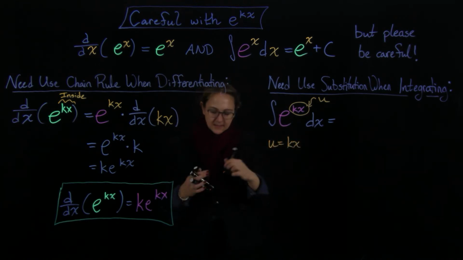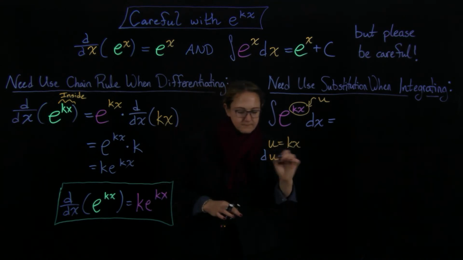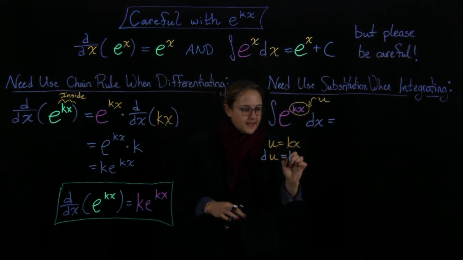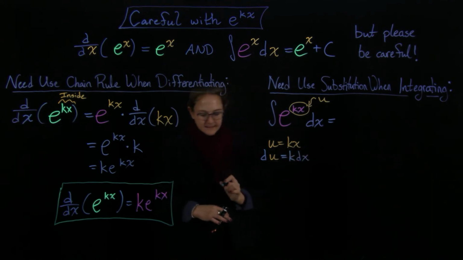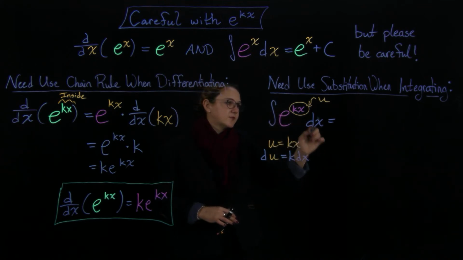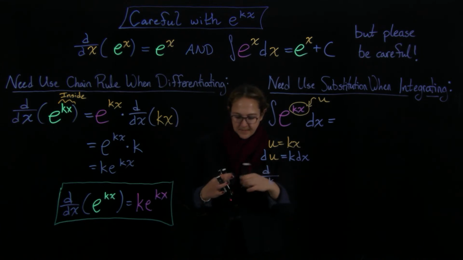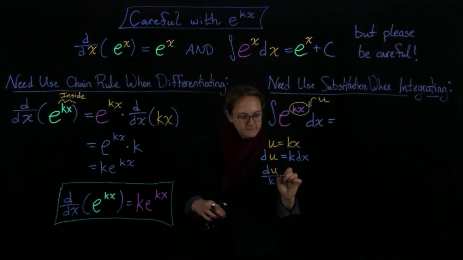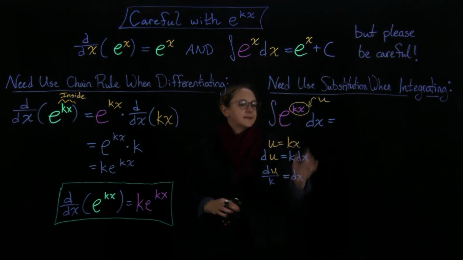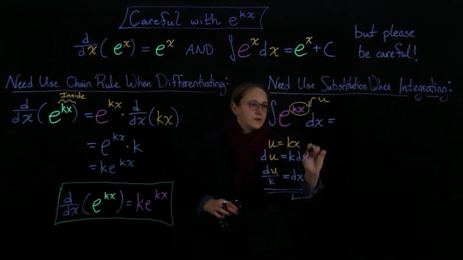So when I take my differential, du is going to equal k dx, right? And then usually I want to isolate, because I want to be able to replace everything in here until it's in terms of u. So I need to replace dx. I've got to move this over. So I have du divided by k is going to equal dx, right? And this is what goes in for that.